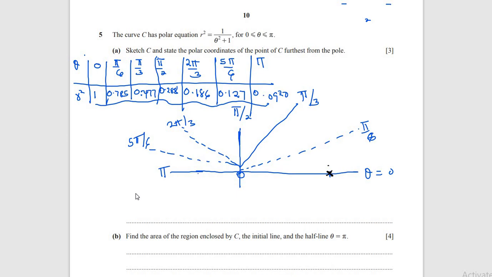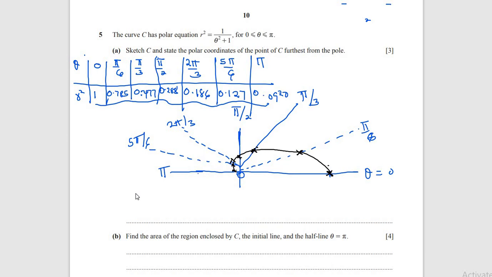0 point something at 30. It's decreasing at 60. You can see it's decreasing. It's coming down, decreasing, decreasing, something like this. The radius is decreasing. So the graph is something like this.